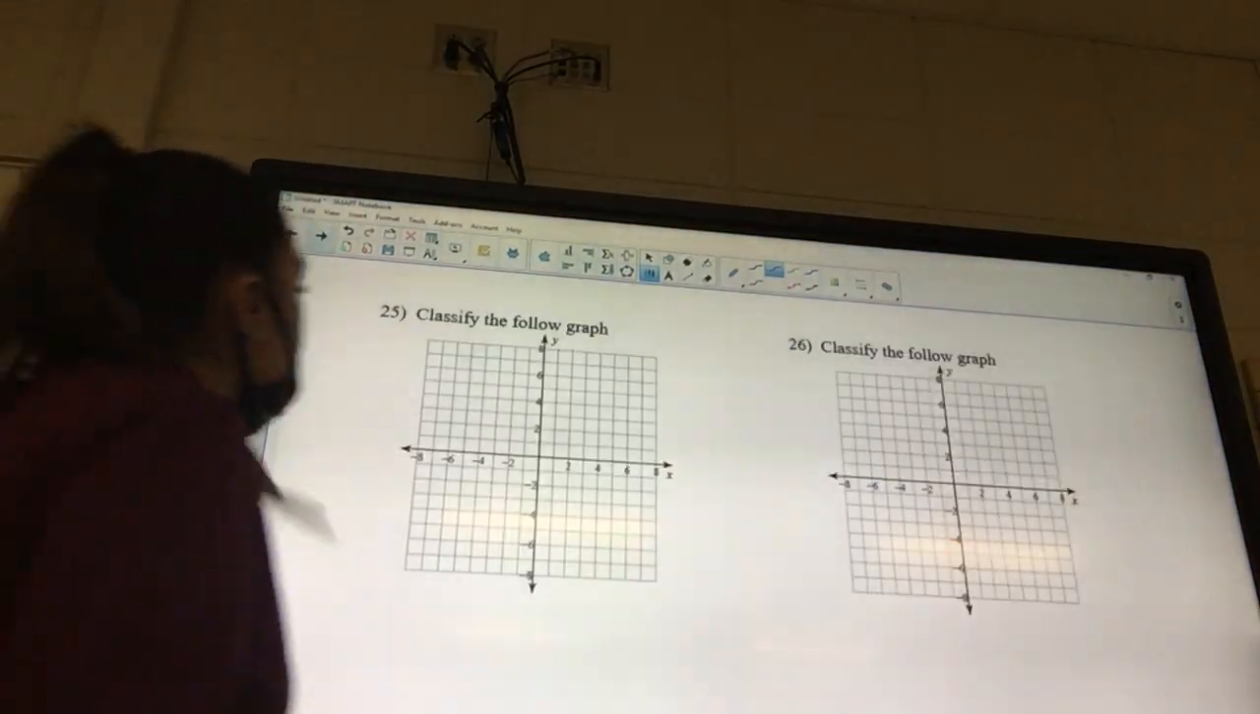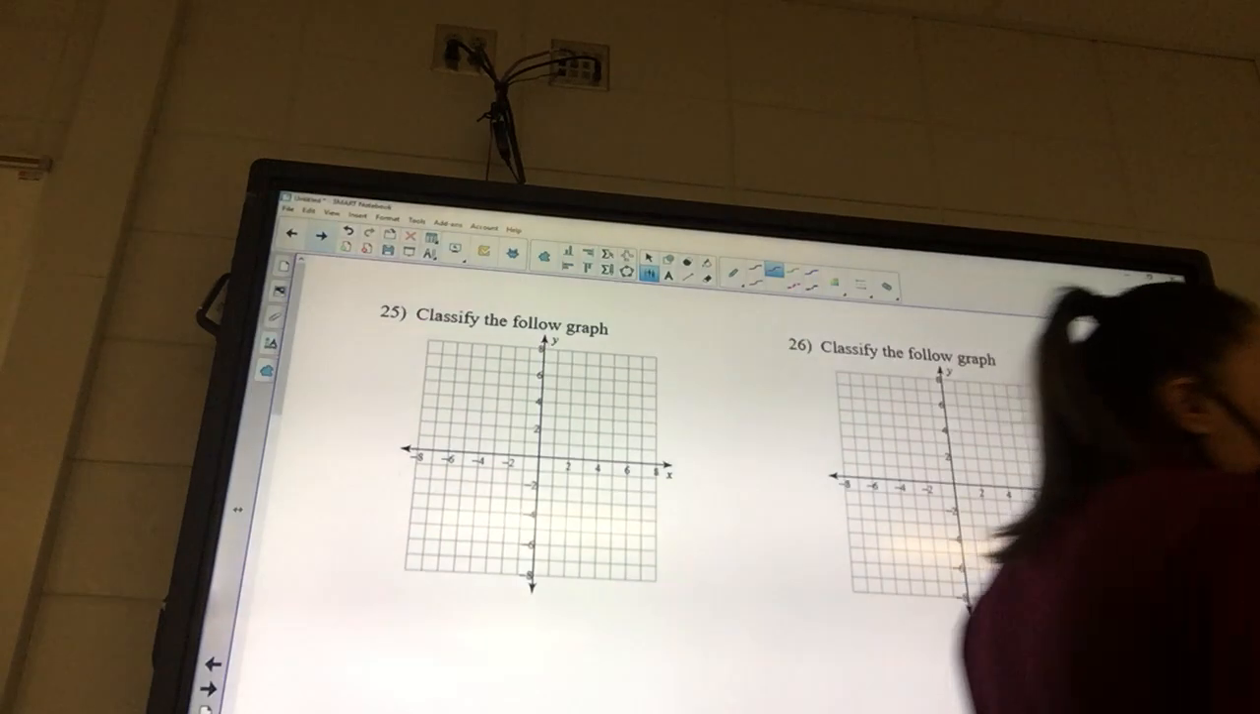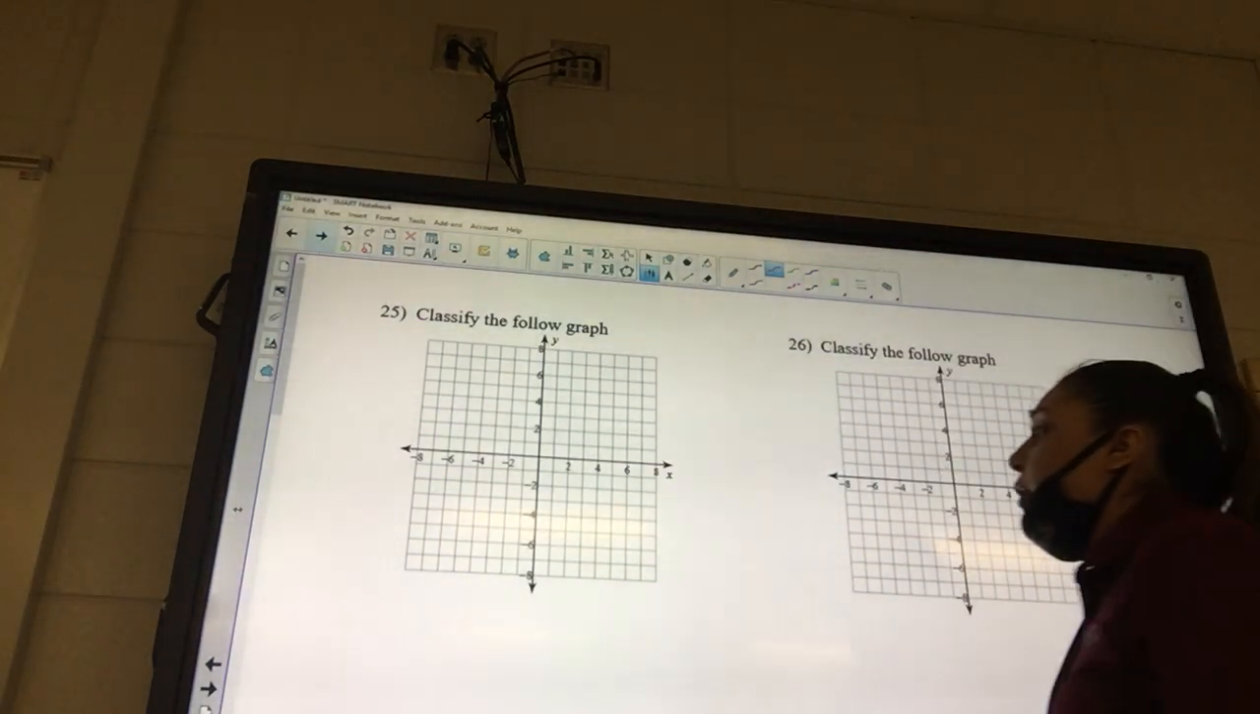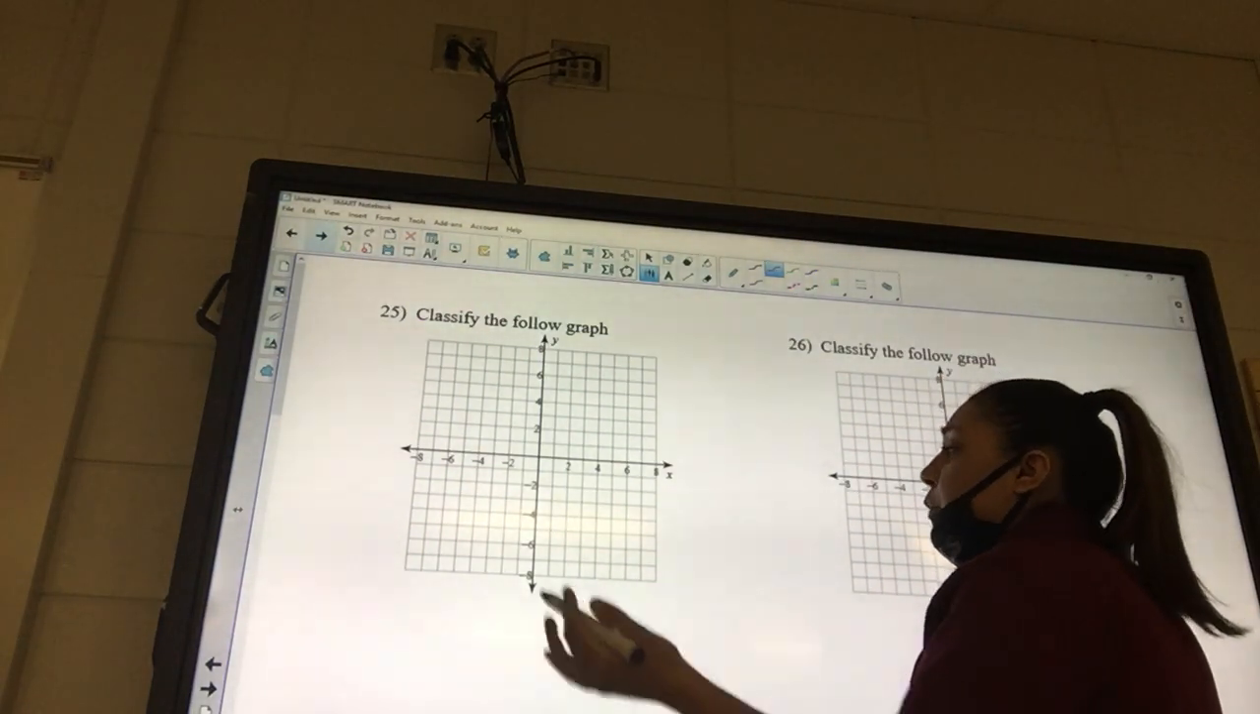Okay, the last page is graphs, and you have to pay attention. And I will tell you. So I'm going to draw you a couple little notes here in the middle, so you have them. So please write them down.